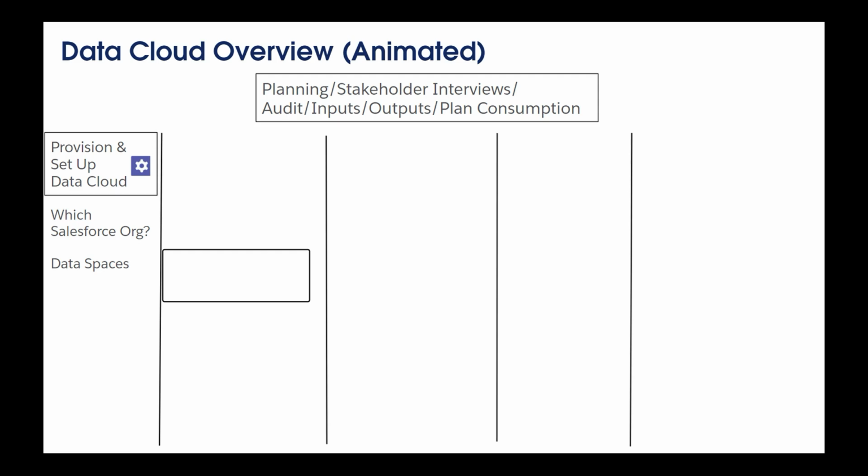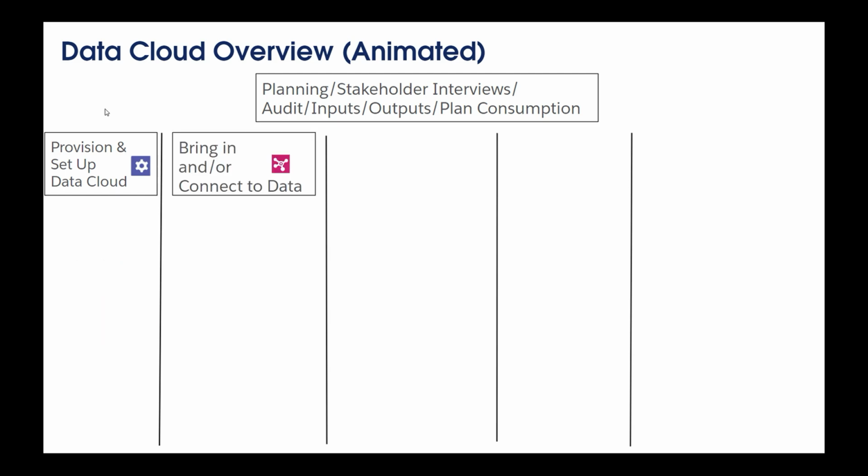If you need additional data spaces so that you can separate which data comes in and who gets to work with that data, and who gets to work with it is determined by permission sets, then you might need to provision additional data spaces. And then you need to set up your users and apply your permission sets so that the right users can do the right activities, which we are going to talk about in the next columns. So that would be provision and setup of Data Cloud.